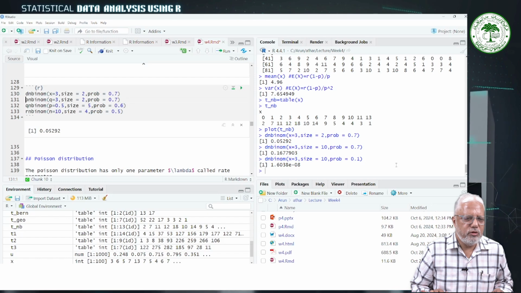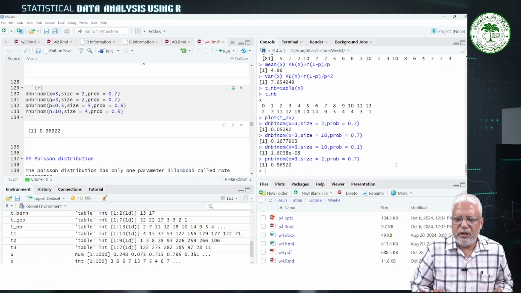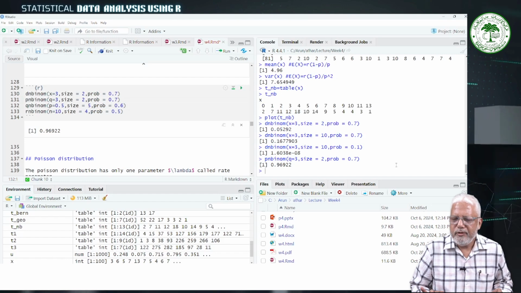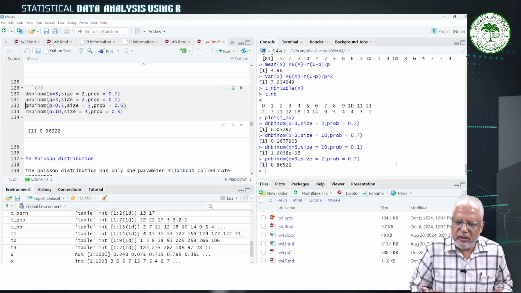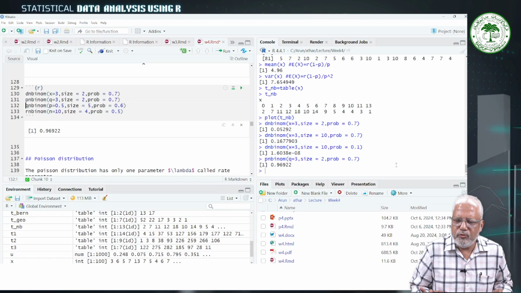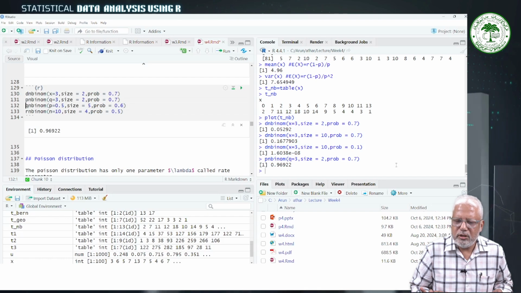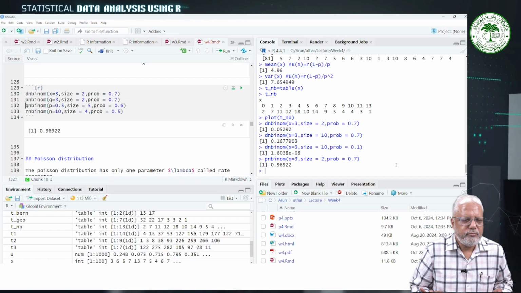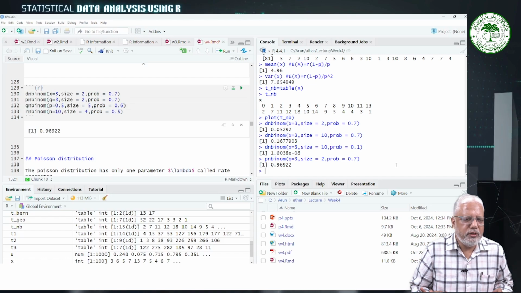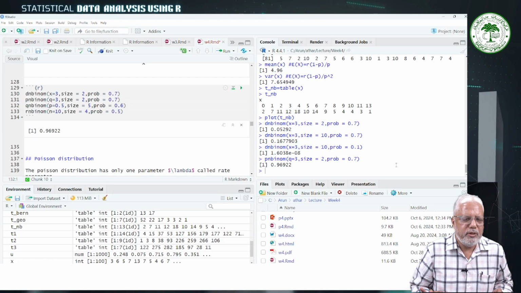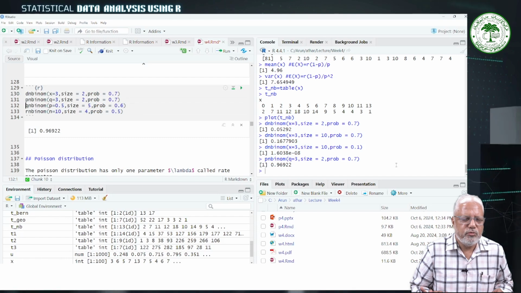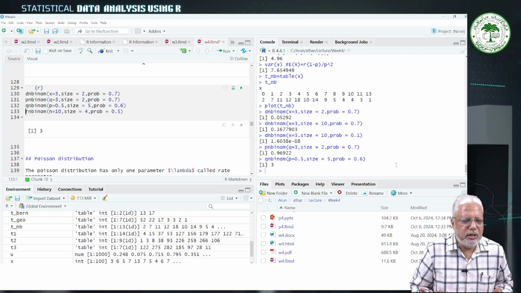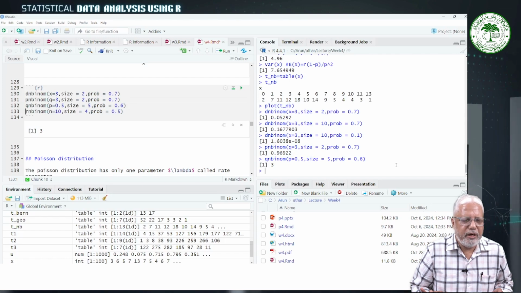So here control plus enter. This is 0.96 from pnbinom with prob equal to 0.7, size and q equal to 3. So 96% of the area is covered up to q equal to 3. And then if we want, for example, the median of the distribution, we use qnbinom with p equal to 0.5, size equal to 5 and prob equal to 0.6. This is the median. The median is 3.